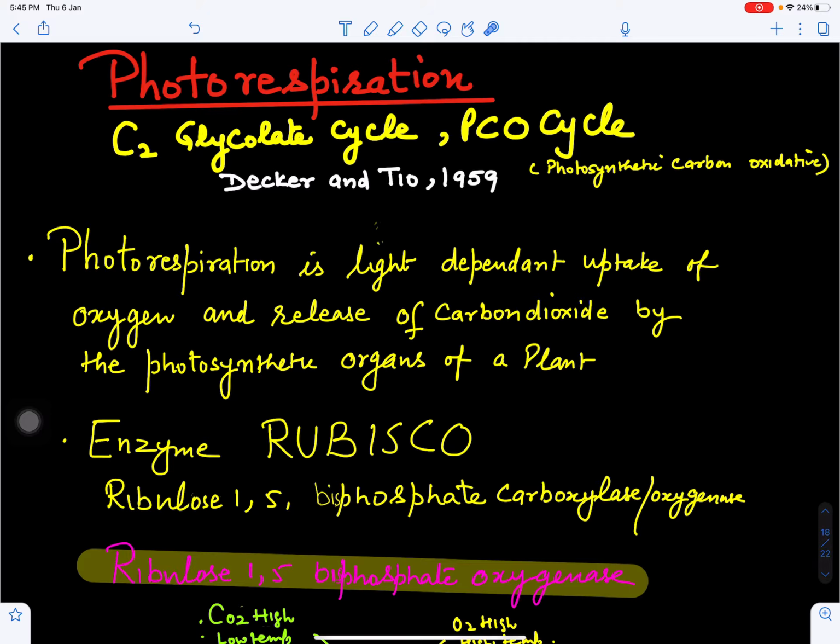Now, during photorespiration, the enzyme Rubisco, whose full form is ribulose 1,5-bisphosphate carboxylase oxygenase, participates with its ribulose 1,5-bisphosphate oxygenase part. Now, if photosynthesis is occurring, the ribulose 1,5-bisphosphate carboxylase part will be activated. But here, the ribulose 1,5-bisphosphate oxygenase part is activated.